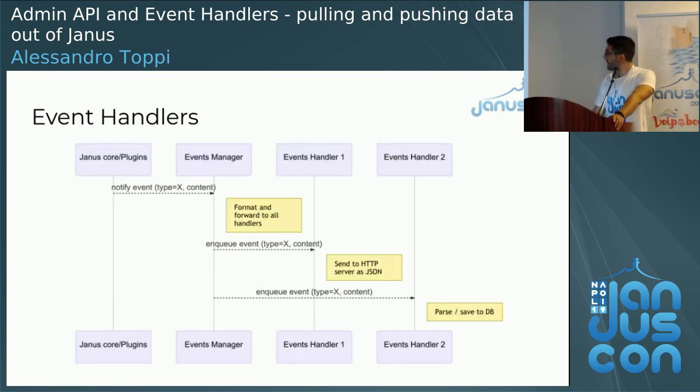This is a sequence diagram showing how the event handlers basically work. The core and Janus plugins are emitting some events. The events manager, that is still part of Janus core, just iterates over all the local event handlers, and every single event handler that has subscribed to that event then does its custom logic. Some of them may send them over HTTP, some can, like I said, save them on a database.